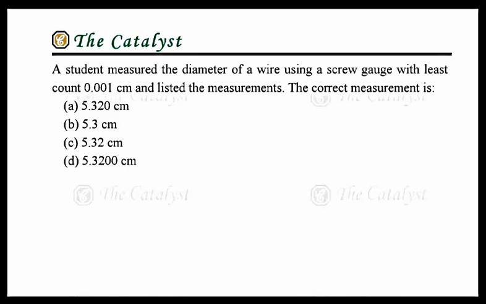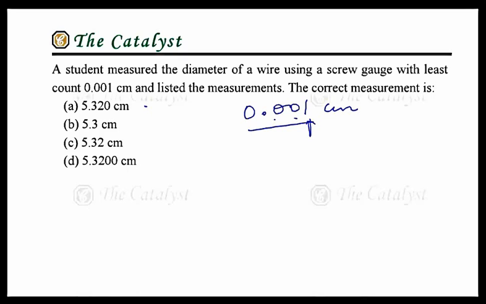A student measured the diameter of a wire using a screw gauge. The screw gauge has a least count of 0.001 centimeter. Okay. And it listed the measurements. The correct measurement is, right, if an instrument is so precise or so accurate that it measures up to 1, 2 and 3 places of decimal, then the answer should also have 3 places of decimal, right?